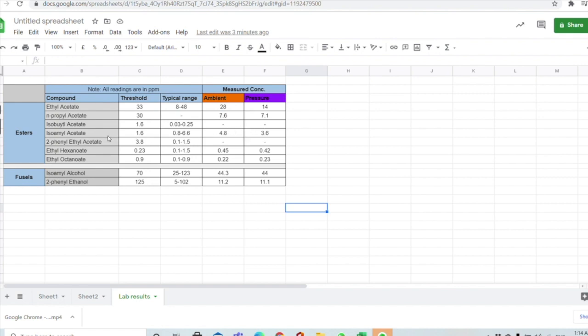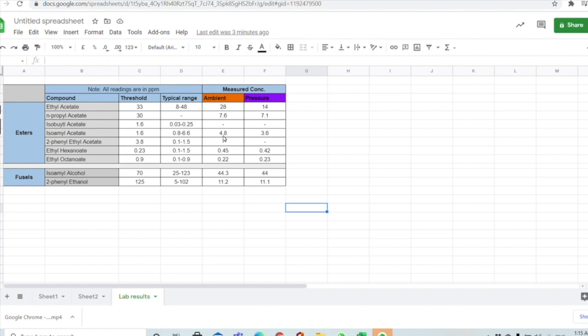Then comes isoamyl acetate, the banana tasting ester. The usual threshold for isoamyl acetate is the same as for isobutyl, which is 1.6 ppm. The quantity found in ambient fermentation was 4.8 ppm, which is slightly above the threshold of 1.6, but still within the range that we usually find it in most beers.